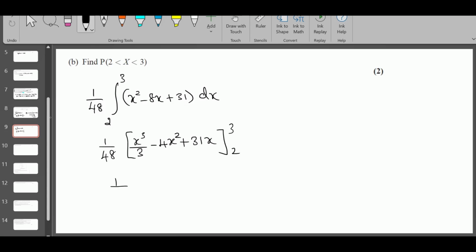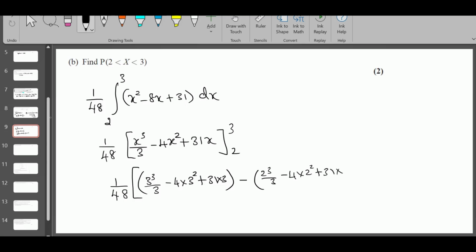Which is 1 over 48. Sub in the upper limit, you'll get 3 cubed over 3 minus 4 times 3 squared plus 31 times 3, that's the upper limit, minus the lower limit, 2 cubed over 3 minus 4 times 2 squared plus 31 times 2.